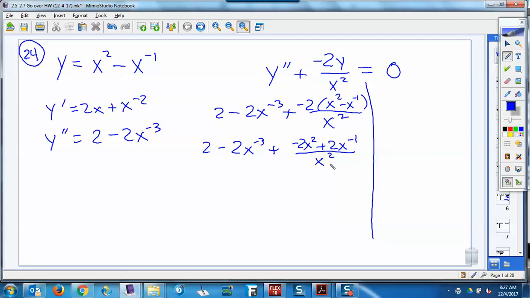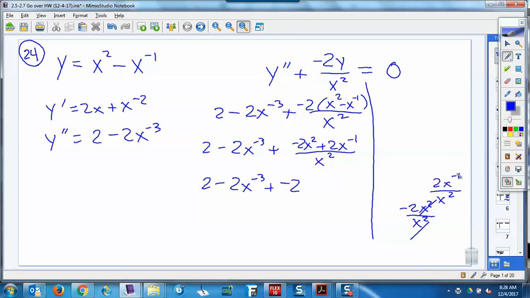Now, when I see this, what I talked to you about, most of the time this year it's best to do what here? Separate that out. Let's split that out. So this is going to be 2 minus 2x to the negative 3. Now, I'm going to put this on top of this. So that's going to be 2x squared over x squared. What's going to happen? So that's going to be minus 2. And then I'm going to have 2x to the negative 1 over x squared.